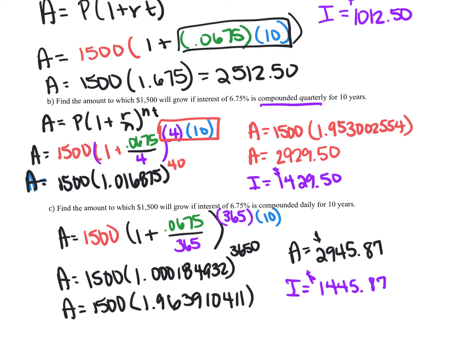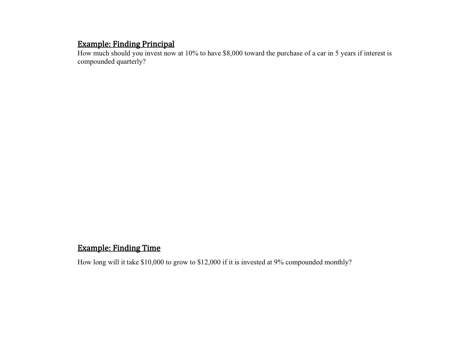And that's how we do these problems here, in interest alone. So in these videos, we're going to show how to find different values within the compounding formula. And the first one is how to find the principal. So it says, how much should you invest now at 10% to have $8,000 toward the purchase of a car in 5 years if interest is compounded quarterly?